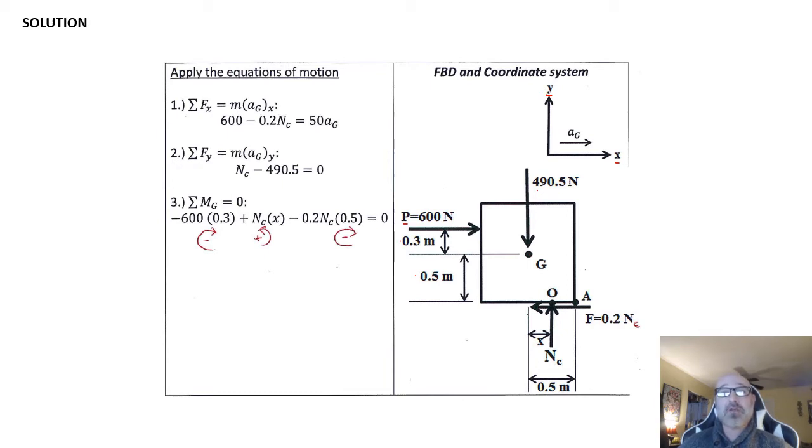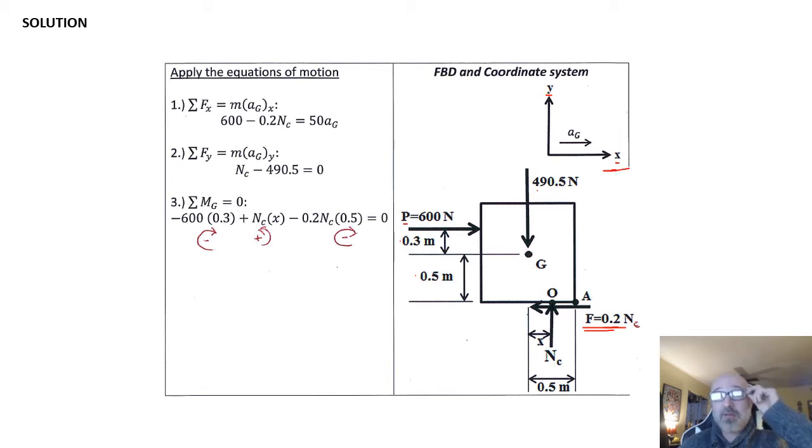Now I also see over here I have my frictional force, my F, and this is equal to my mu sub k, which is given as 0.2, and my normal force N sub c. And my frictional force is going to oppose the direction of motion, so my frictional force is acting in my negative x direction because my direction of motion is in the positive x direction here.